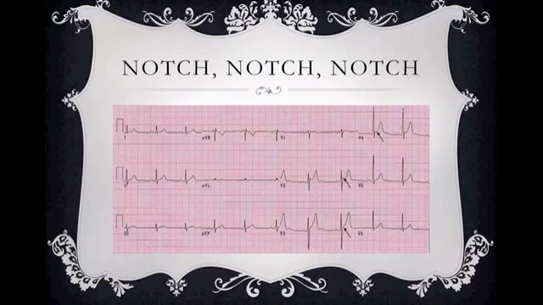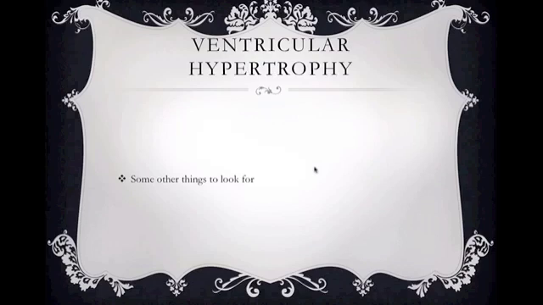What do we see here? Notch, notch, notch. We got a little notch there. If you look at it closely, we have a notching of the J point. Concave downward. Straight down, downstroke. Not as peaked, not as big as a hyperkalemic T wave. So this is, again, an early repole T wave. Yay! Going on to ventricular hypertrophy.